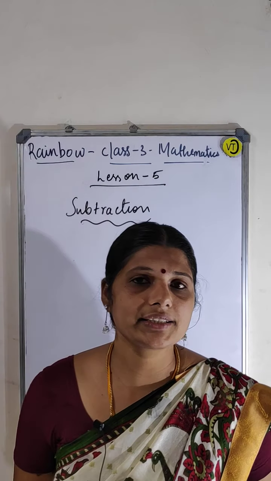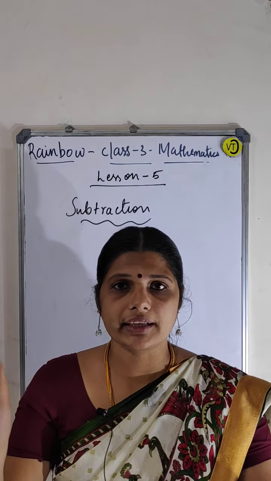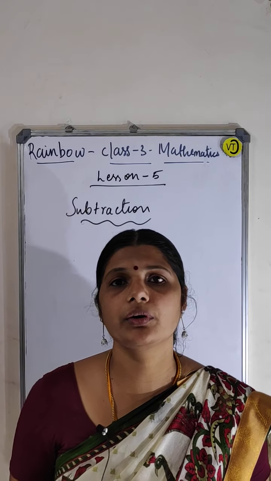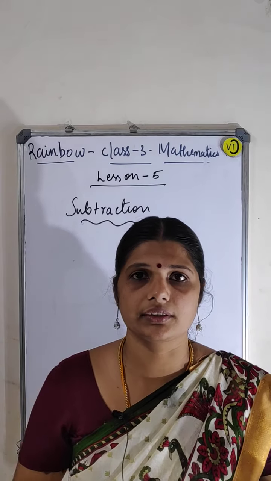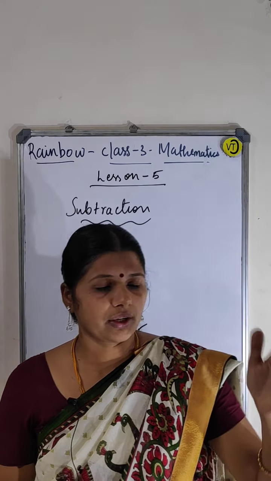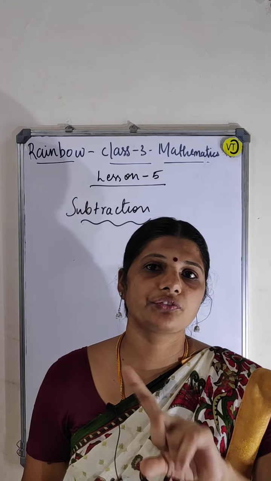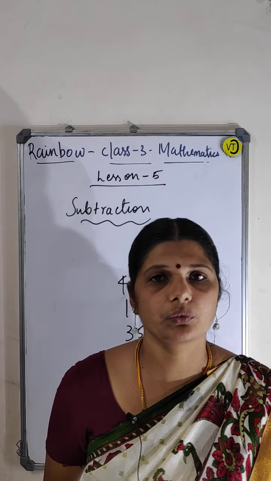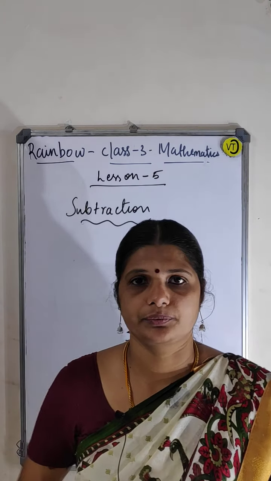But in addition, I told you, if you change the order, the sum will be the same. But here you cannot change the order. You can say 5 minus 4 is equal to 1, but you cannot say 4 minus 5 is equal to 1. You cannot change the order here.